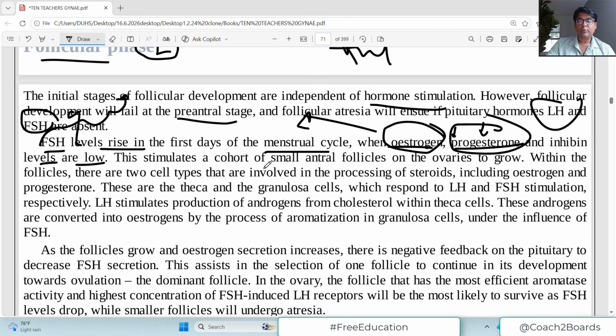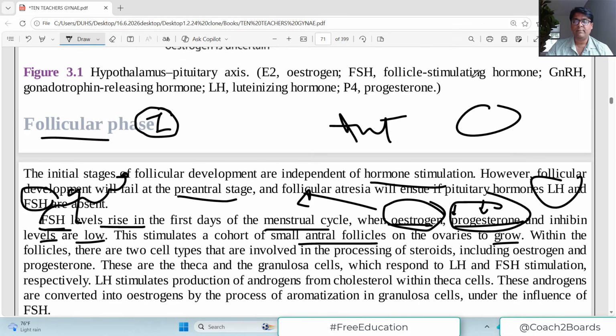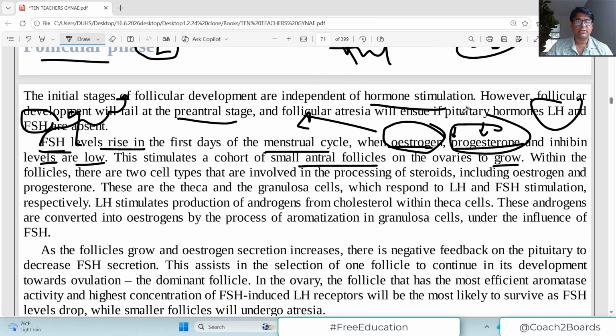ओके, दिस स्टिमुलेट्स अ कोहॉर्ट ऑफ स्मॉल फॉलिकल्स ऑन द ओवरीज टू ग्रो. अब ये नाम से जाहिर है ना, फॉलिकल स्टिमुलेटिंग हार्मोन है. सो ओवरी में FSH ने जाके क्या काम करना है, स्टिमुलेट करना है फॉलिकल्स को. सो इट एक्चुअली स्टिमुलेट्स अ फ्यू फॉलिकल, ऐसा नहीं किसी एक को जाके पिक करता है.